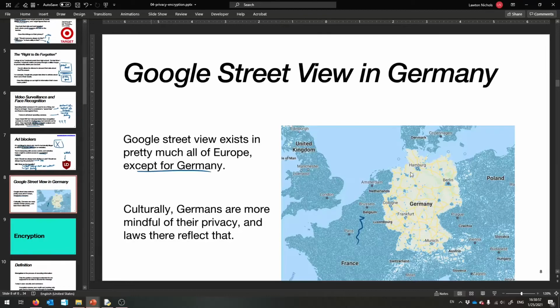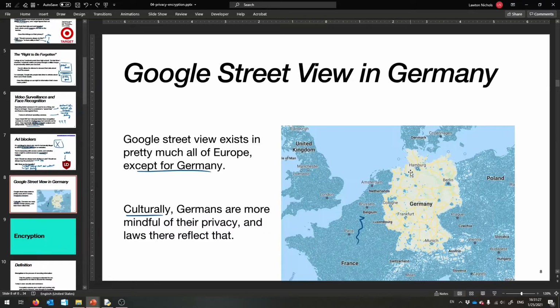Why? And I guess the answer comes down to the culture of Germany. Culturally, Germans are a bit more mindful of their privacy, and the laws that they made there reflect that. They don't care about being able to see exactly what the outside of this place is going to look like and that it's going to help me get there. No, they'd rather make it so that, no, I don't want anybody to see my house, and that's that. No Street View for me, please.